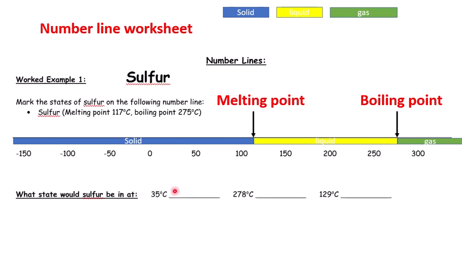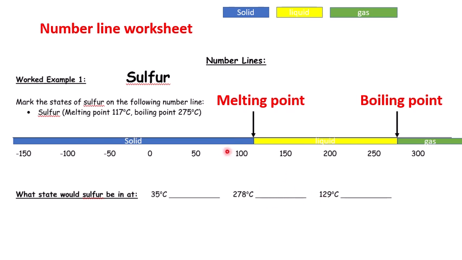Now, I haven't got it animated there, but you could write in 35 degrees centigrade would be a solid. What about the state at 278? Well, again, go along our number line. And you can see that if we go along the number line, there's going to be 250. This was 275, do you remember? So 278 must be just over here. So it's in the green zone. So that means it must be a gas. So 278 degrees centigrade, it would be a gas.